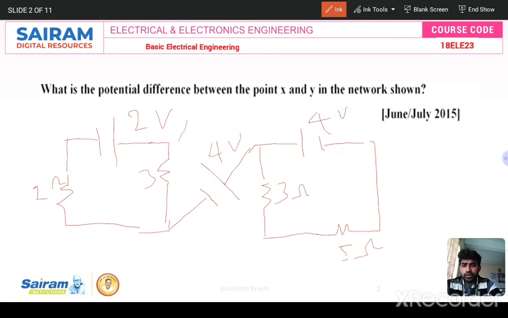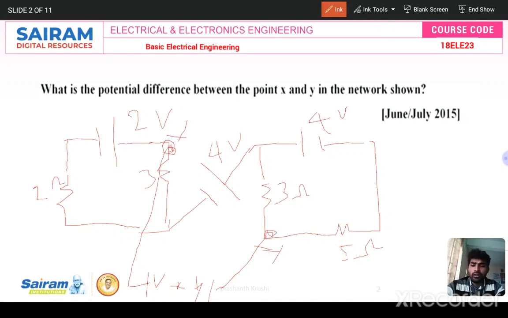So this is the X point, and this is the Y point. We need to determine this voltage VXY. It looks like a complicated one, but it is a very easy problem. This is plus, here minus. Just see the problem properly. They have given X and Y terminals. This terminal is Y, this terminal is X. We need to determine the voltage drop across X and Y.